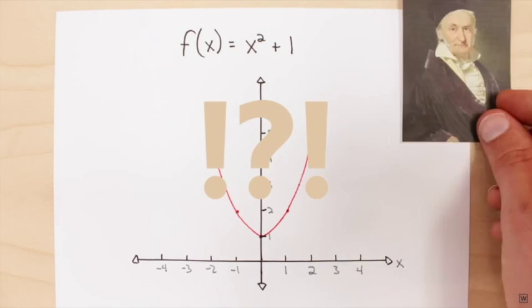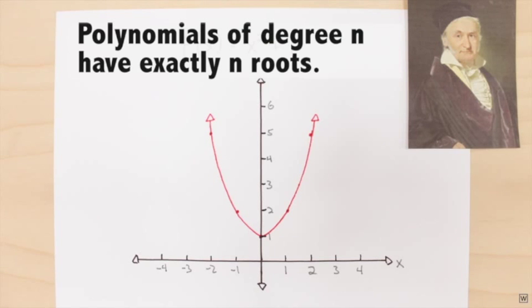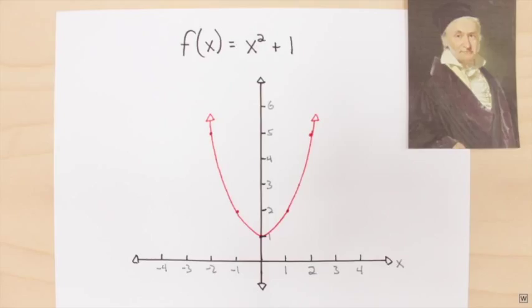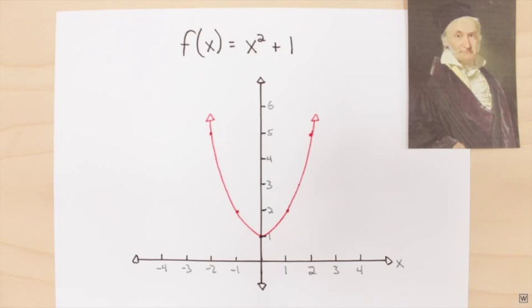200 years ago, Gauss proved something that will be useful for us. Polynomials of degree n have exactly n roots. Because our equation has a degree of 2, it should have 2 roots. According to the fundamental theorem of algebra, our plot disagrees with it. But what Gauss is telling us is that there are 2 good values of x that we could use in our function and get 0.